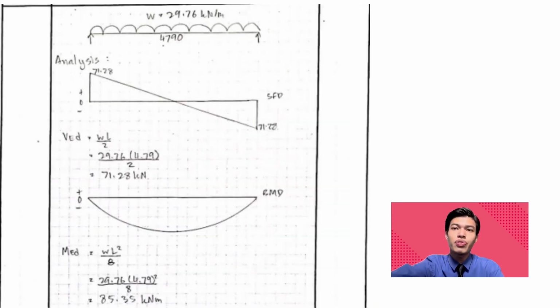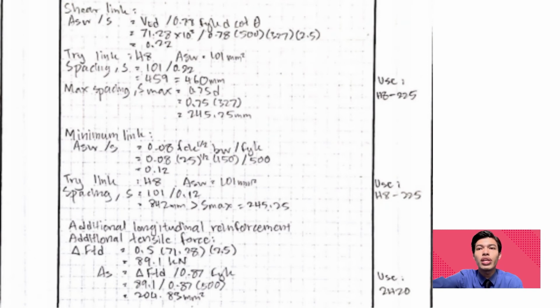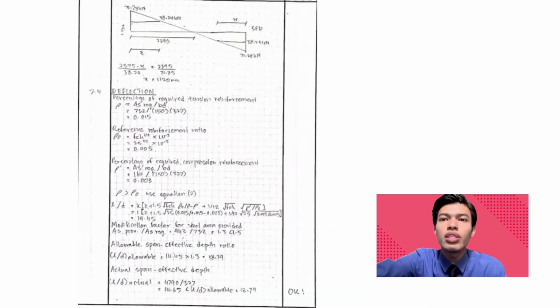These are the design shear force and bending moment. For the main reinforcement, we will use 2H20 for compression and 3H20 for tension. So the As required and provided is in the range of minimum and maximum reinforcement area. Next, for the link, we will use H8225 and 2H20 for the additional longitudinal reinforcement. These are the location and arrangement of V min and link.